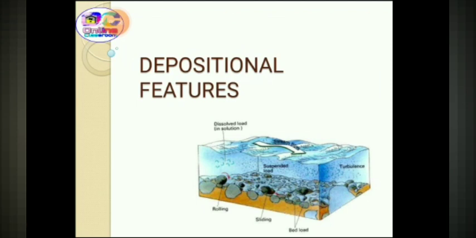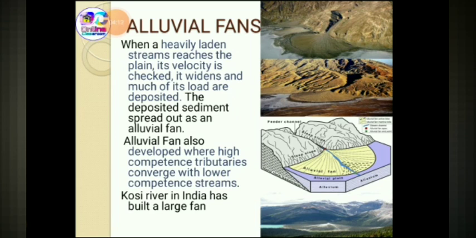Now the depositional features. Like the erosional features, which include the V-shaped valley, gorge, canyon, meanders, oxbow lake, cascade, cataract, etc., there are also depositional features formed by the river. The first one is the alluvial fan. What does alluvial fan mean? When a heavily laden stream reaches the plain, its velocity is checked, it widens and much of its load is deposited. These loads are deposited as sediments and spread out as alluvial fans.